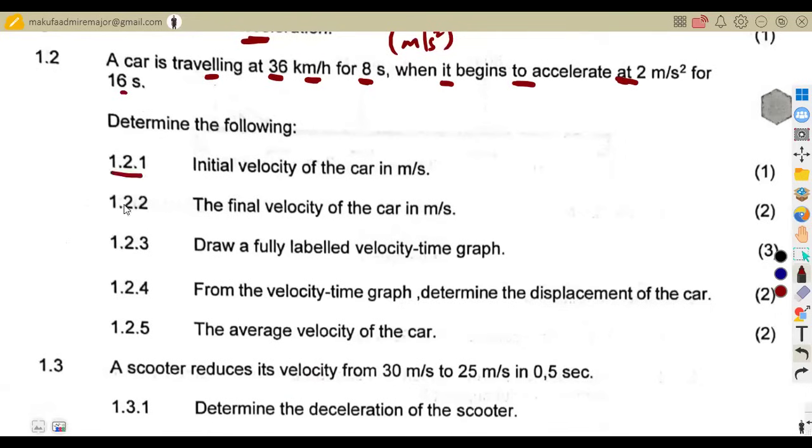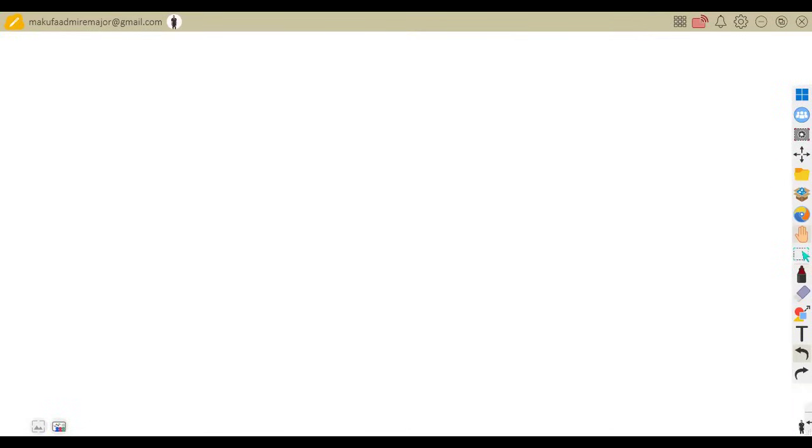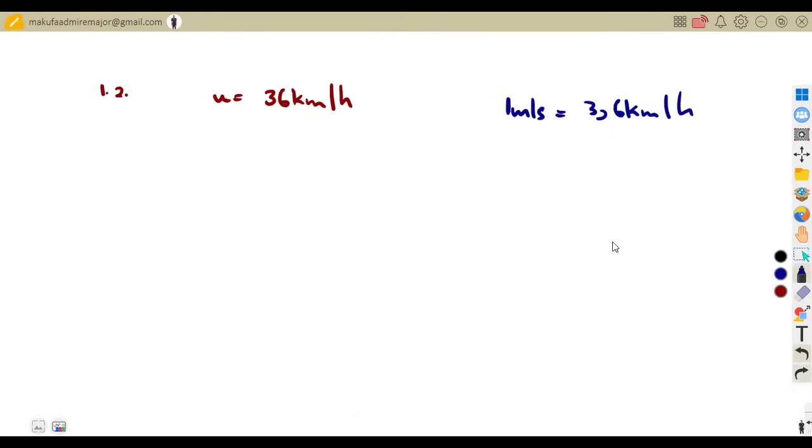Determine the following. 1.2.1, the initial velocity of the car in meters per second, and that is 1 mark. So we are given the car is traveling at that velocity, that is the initial velocity, which is 36 kilometers per hour. But we are supposed to have this in meters per second as per our question. If you check from your formula sheet, 1 meter per second is equal to 3.6 kilometers per hour. So we can use this as a conversion to convert this to meters per second.